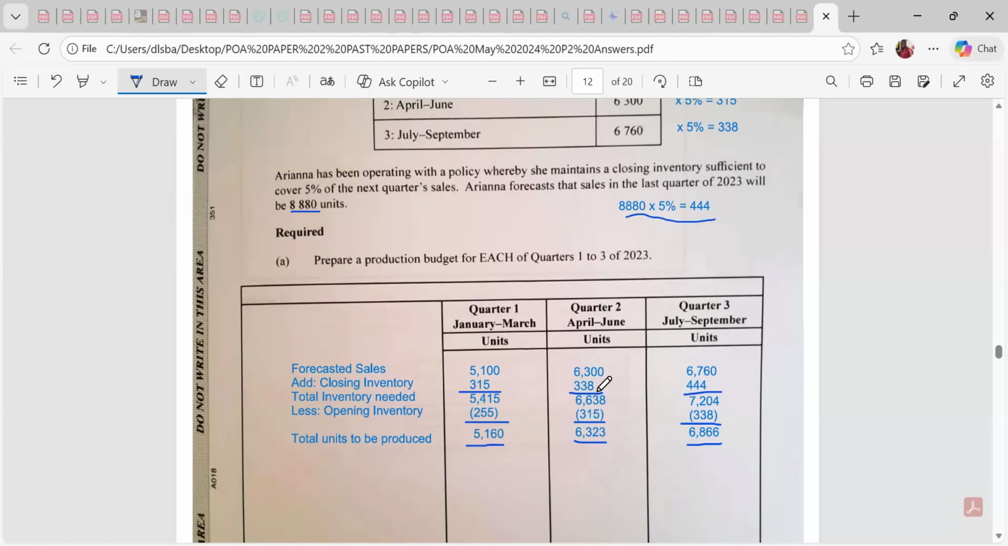However, I had a closing stock last quarter of 338, which means that is now my opening stock. So although I need 7,204, I already have 338. So I will be producing the rest, which is the remainder, 6,866.